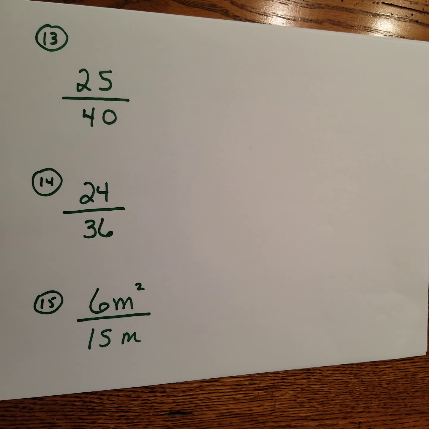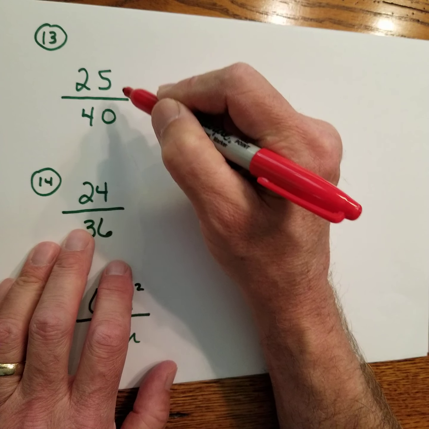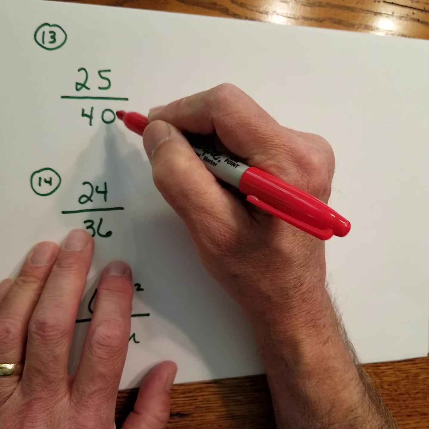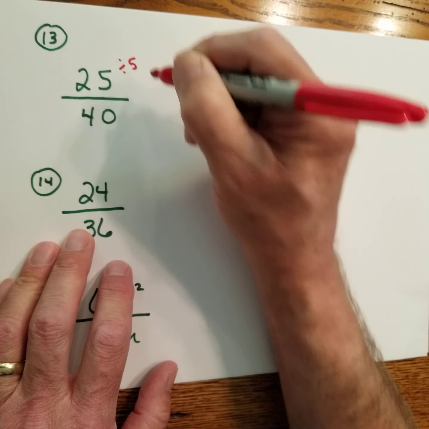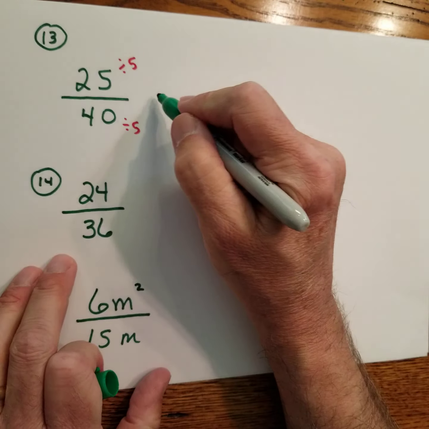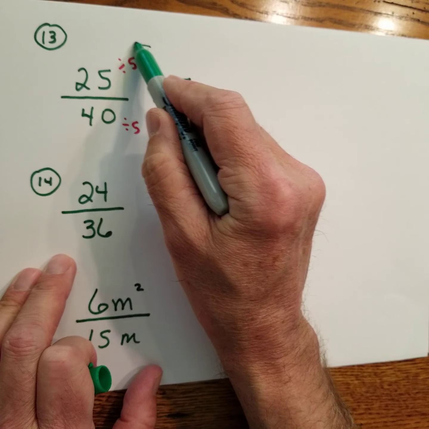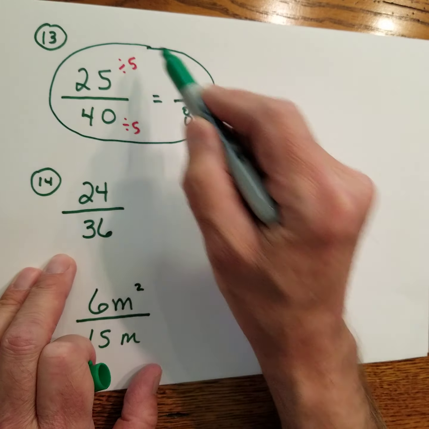Here's 3 for you to try. Pause the video, work out these 3, and then turn on the video and compare your work to mine. On number 13, 25 and 40, well, I know that any number that ends in a 5 or a 0 is automatically divisible by 5. 25 divided by 5 is 5. 40 divided by 5 is 8. 25 over 40 is the same as 5/8.